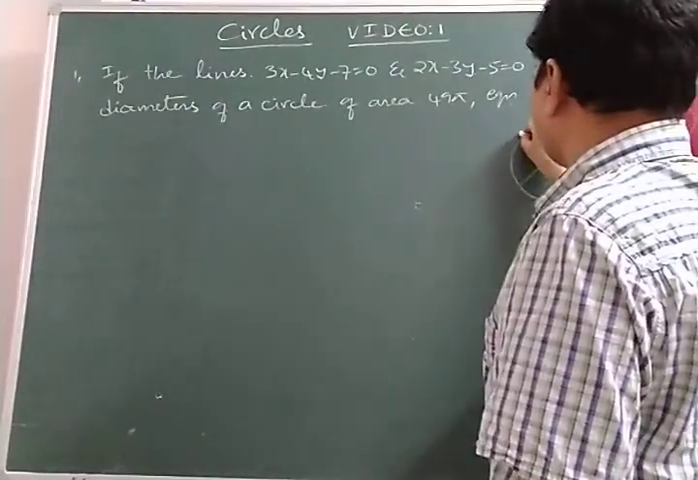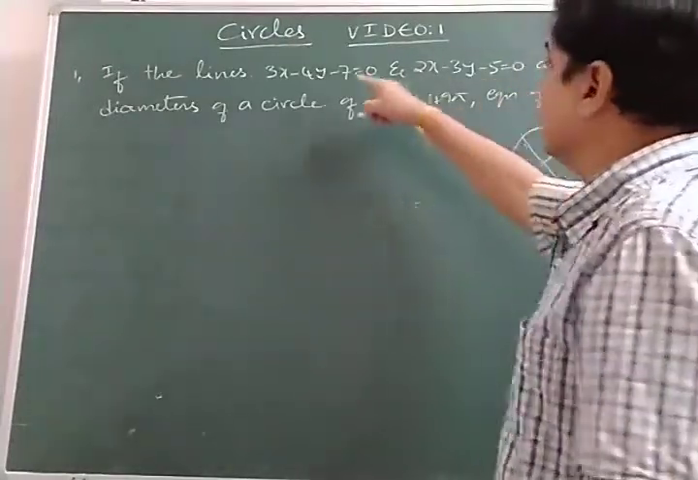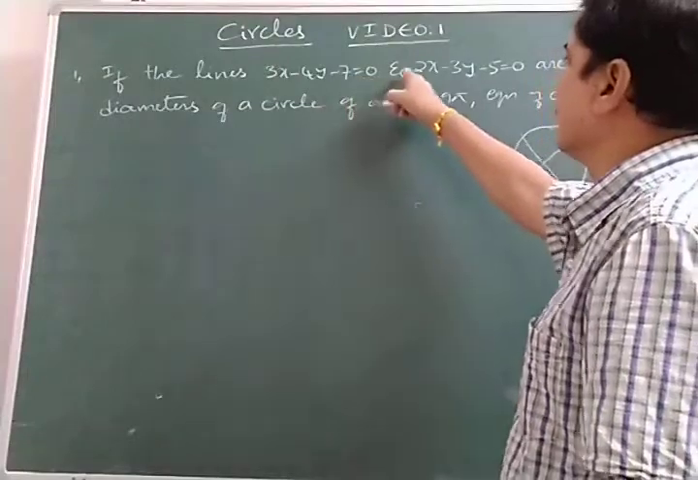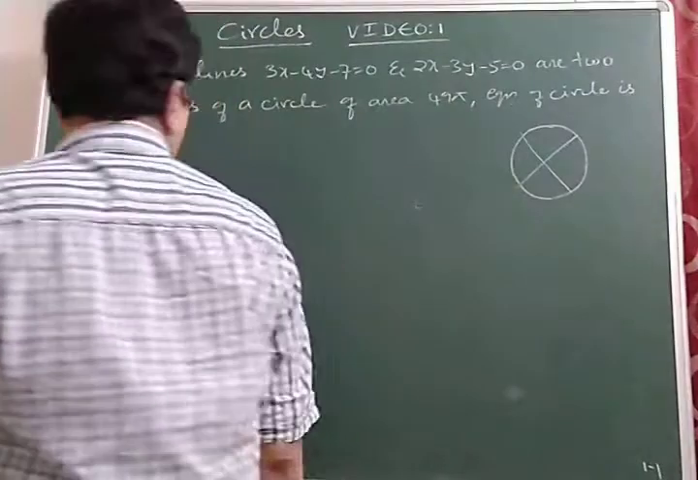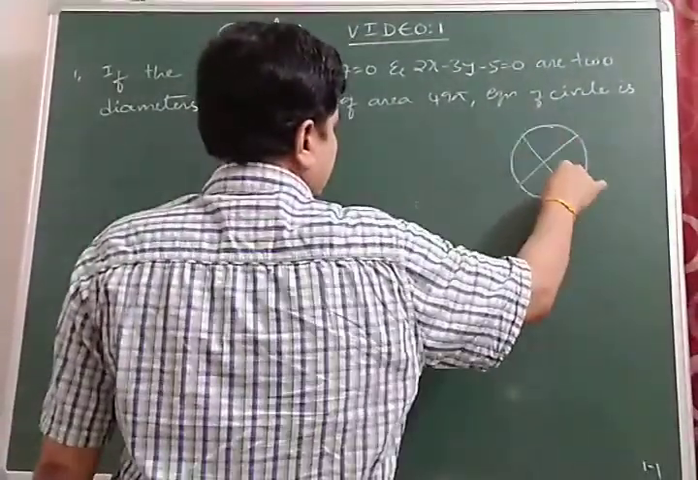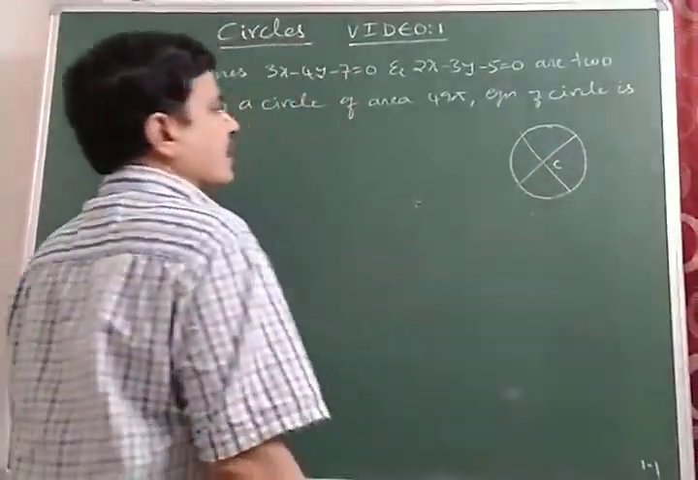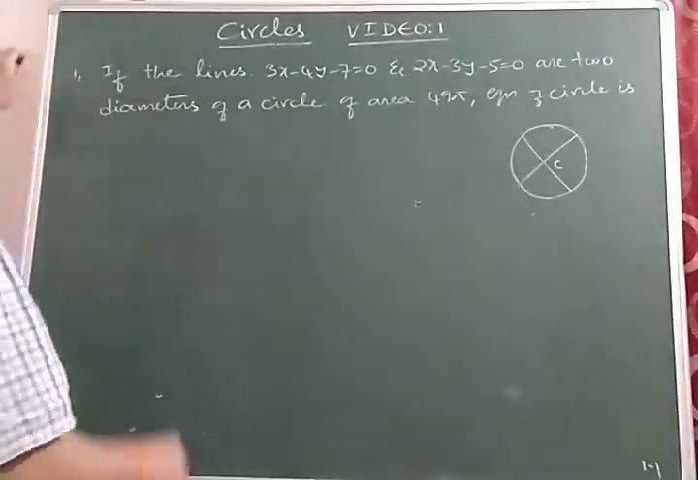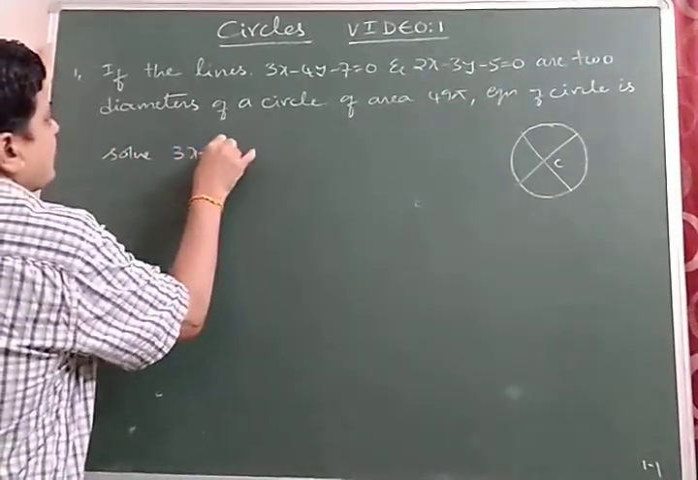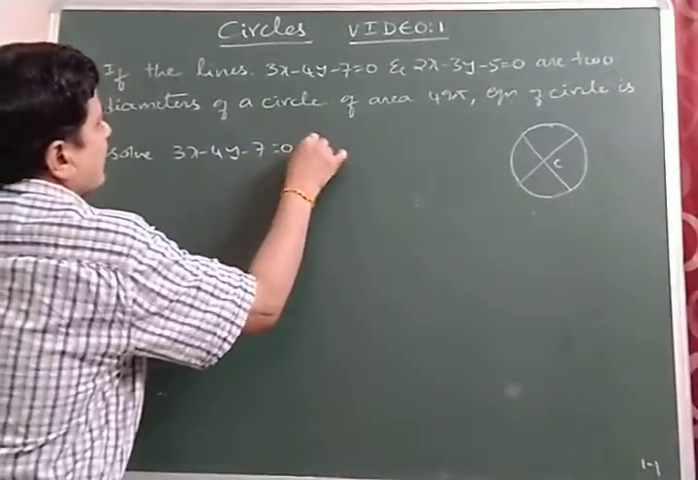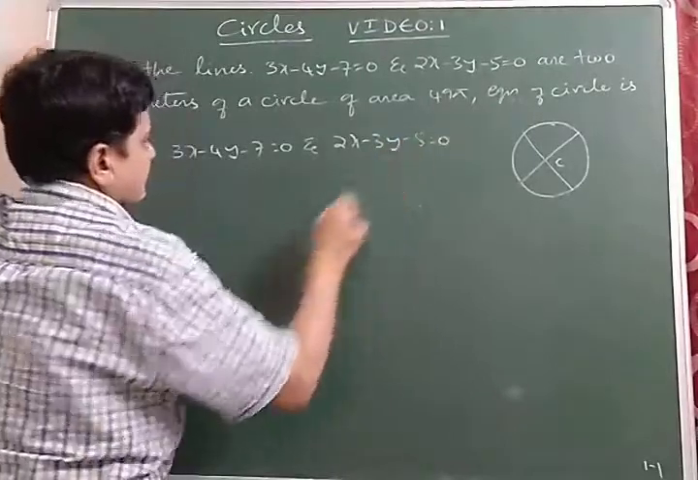These are the two diameters of the circle. One is 3x minus 4y minus 7 equals 0 and the other is 2x minus 3y minus 5 equals 0. Then these two lines intersect at a point, which is called the center of the circle. So solve the given equations: 3x minus 4y minus 7 equals 0 and 2x minus 3y minus 5 equals 0.